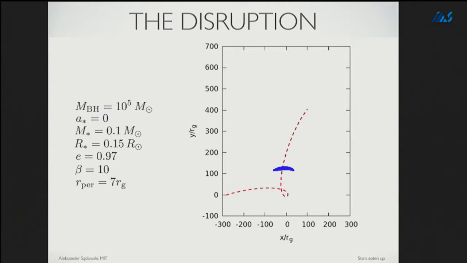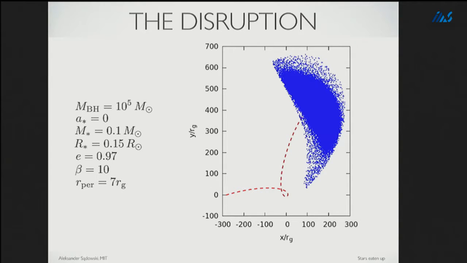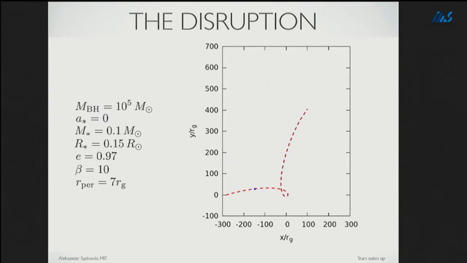And this is the SPH simulation that we initially simulated. We took the following parameters for the system. We chose the mass ratio 10 to 6 with the stellar mass 0.1 solar masses. And we chose the eccentricity of 0.97, very large impact parameter of the order of 10, which corresponded to the pericenter radius, roughly at 7 gravitational radii. And this is the evolution of the SPH particles in the simulation. You see that there is a very significant relativistic precession at the first encounter, and then the star is disrupted.